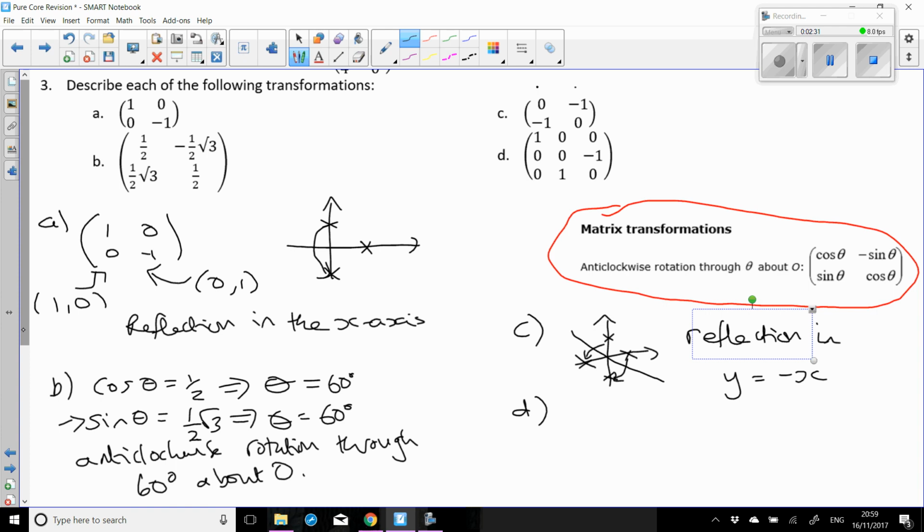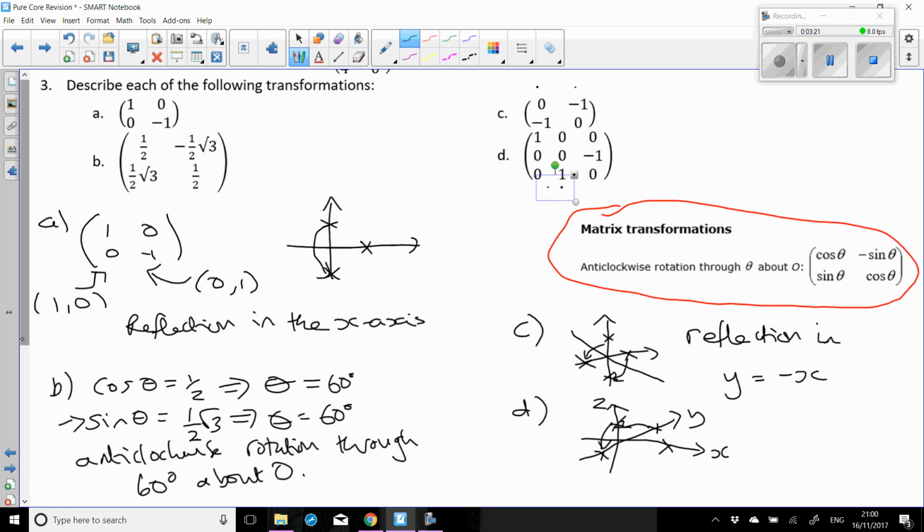Now D is a 3D matrix, so now we've got the first column is where the point 1, 0, 0 goes, and as you can see, that's gone nowhere. Now 3D is going to be a little bit trickier to draw. Or you might just want to learn some of these. So the point 1, 0, 0 stayed where it is. The point 1 unit up on the y-axis, that's the second column here, that's gone to 1, 0, 1. So that's moved there onto the x-axis. And the point 0, 0, 1 on the z-axis has gone to the point 0, minus 1, 0. So the z has moved down to the y.